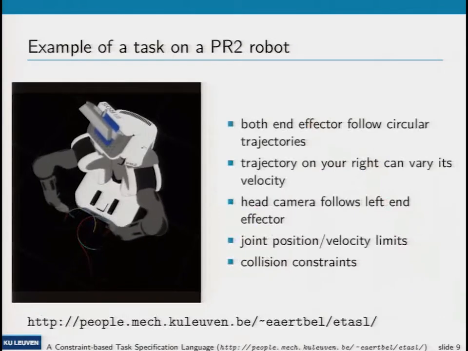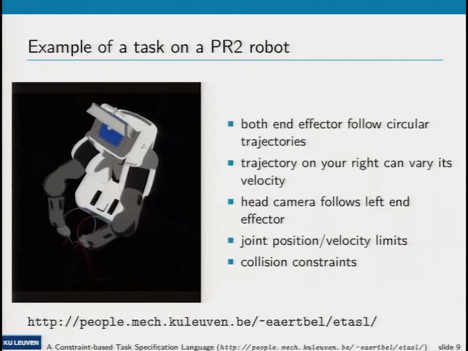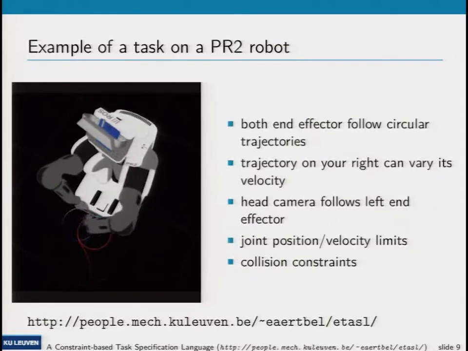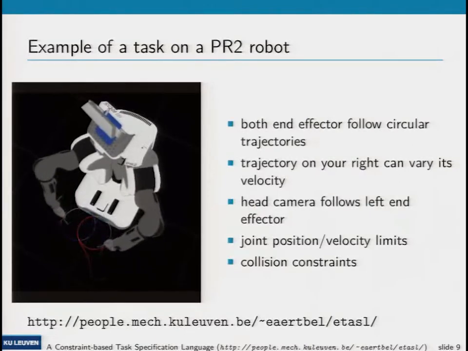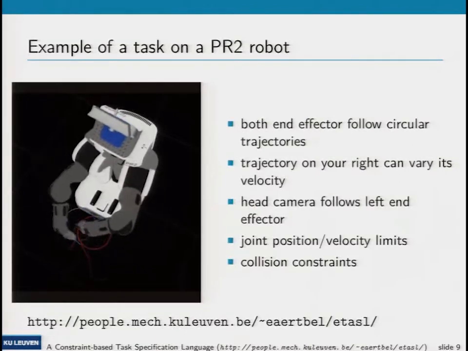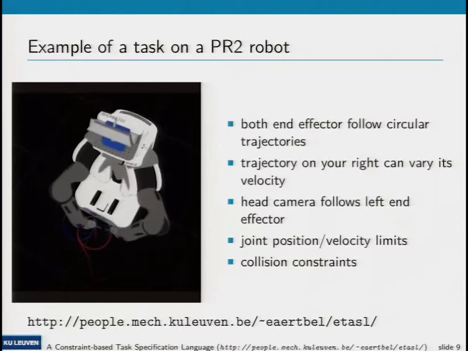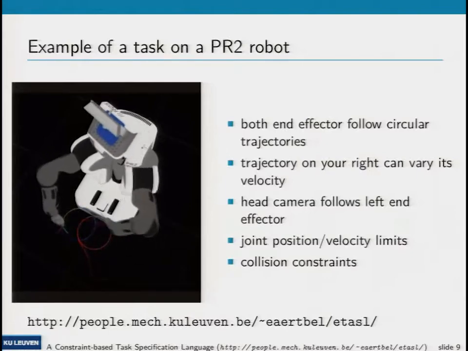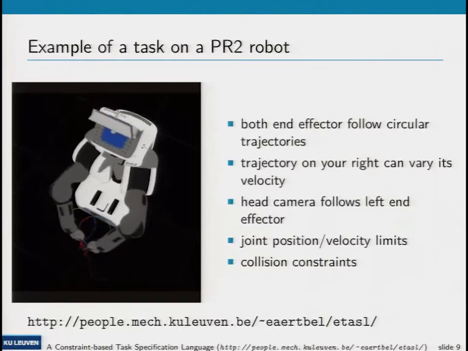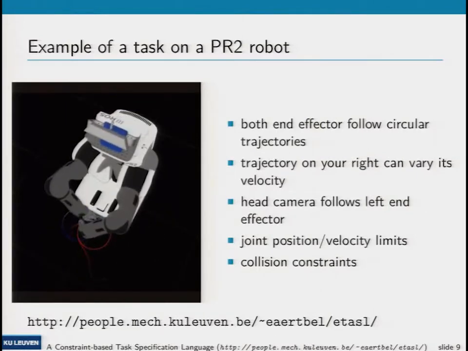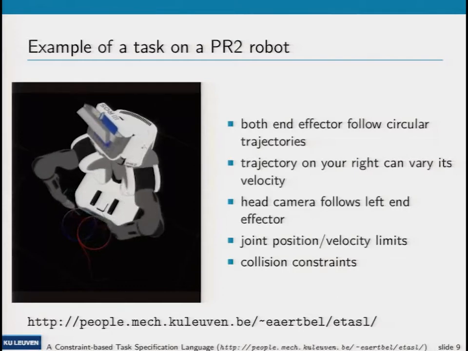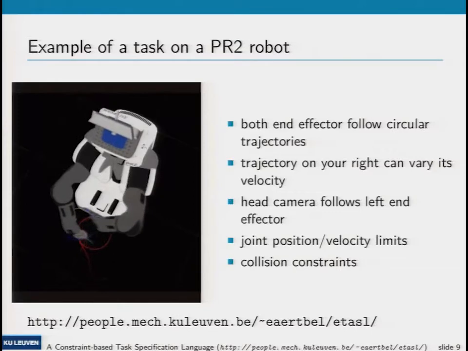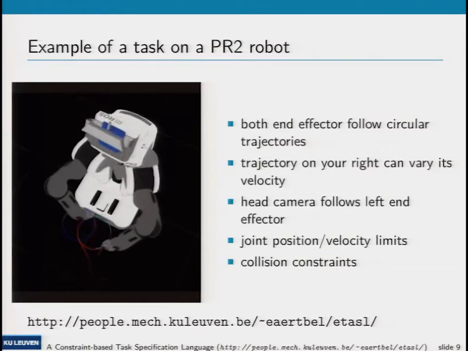And now I will show you a small example that shows you that you can already achieve complex behaviors with such controllers. In this example, the robot end effectors move on two circular trajectories, but the trajectory on your right can vary its velocity. At the same time, we impose collision constraints, we impose joint position and velocity constraints, and the head camera follows the left end effector. Keep in mind, this is a reactive controller, so it can also react to force interaction or other sensors.